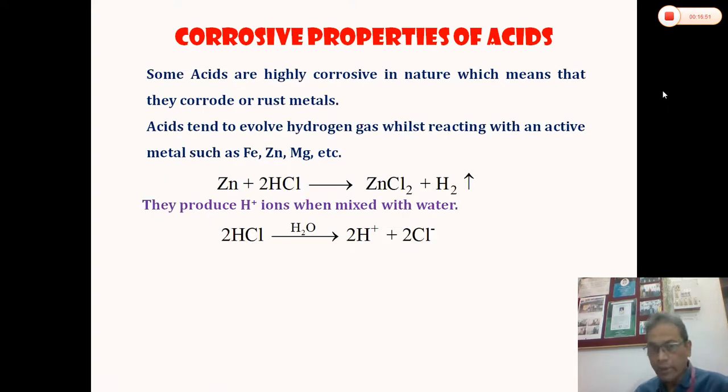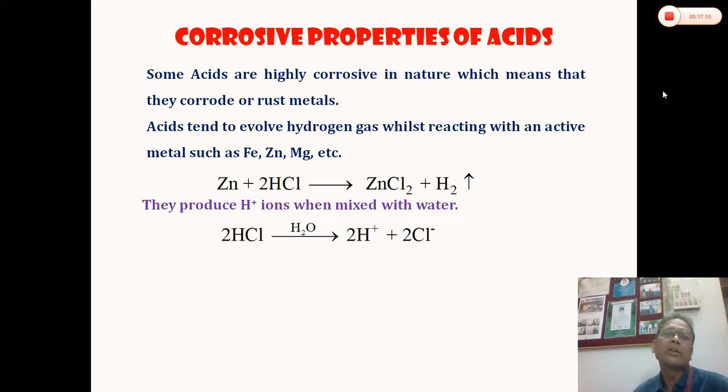Why are acids corrosive? Because acids produce H+ ions. Strong acids produce a large number of H+ ions, and these H+ ions immediately react with the metals to form salts. Because H+ ions accept electrons, they undergo reduction, and therefore they are good oxidizing agents.